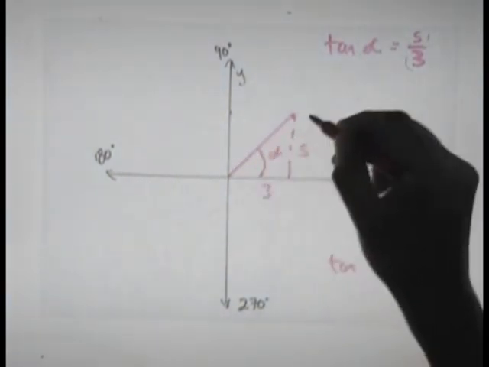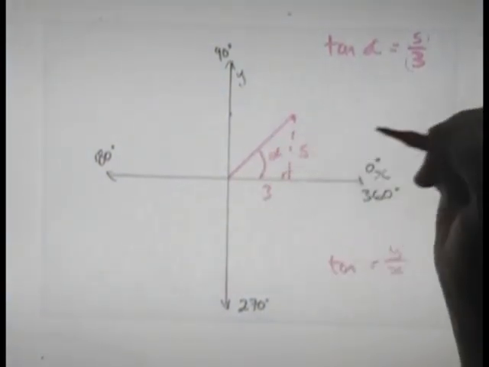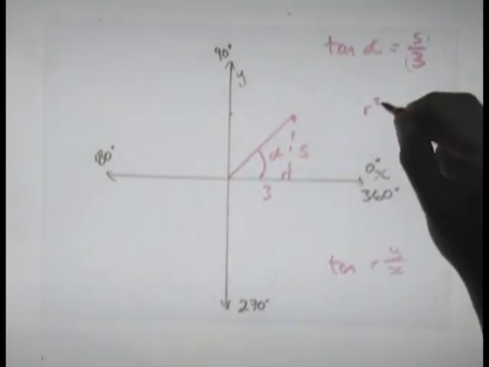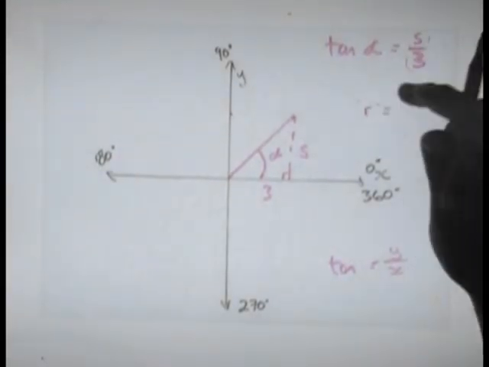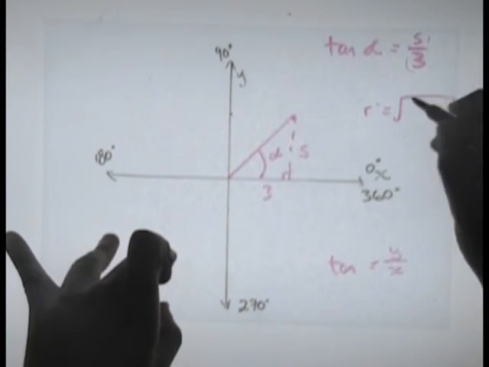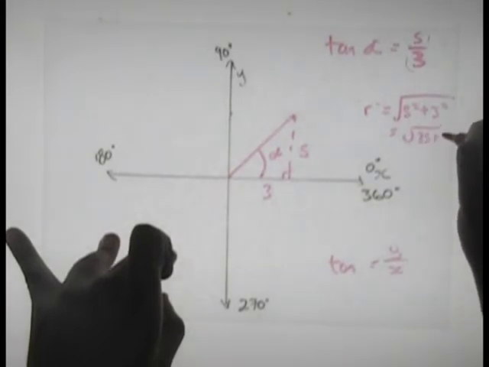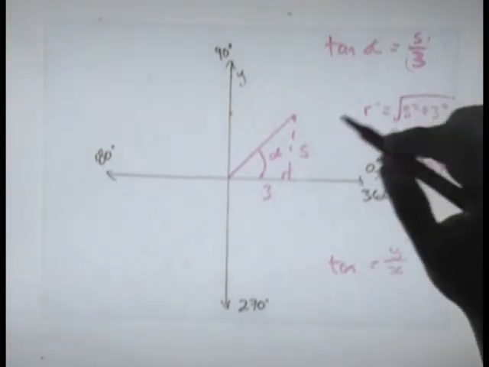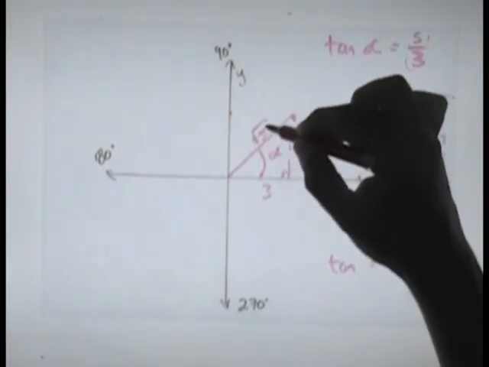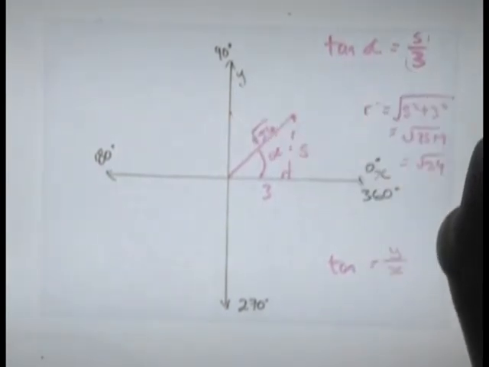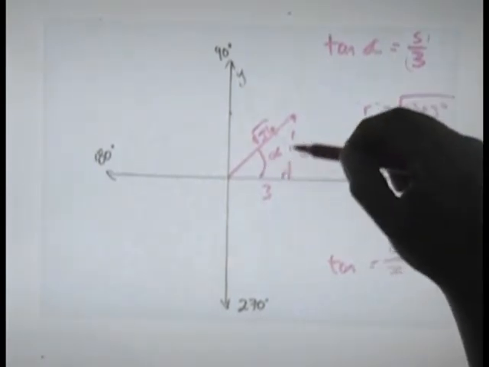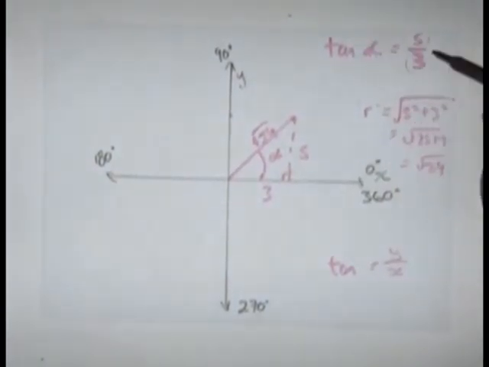If I wanted to calculate my radius, again, it's a right angle triangle, so all I'll do is say r is equal to the square root of 5 squared plus 3 squared, which is equal to the square root of 25 plus 9, which is equal to the square root of 34. And r is always positive. But is this the only angle that adheres to that?